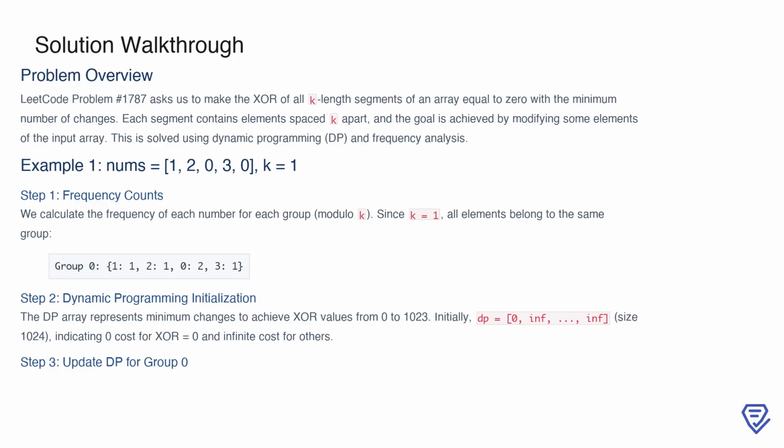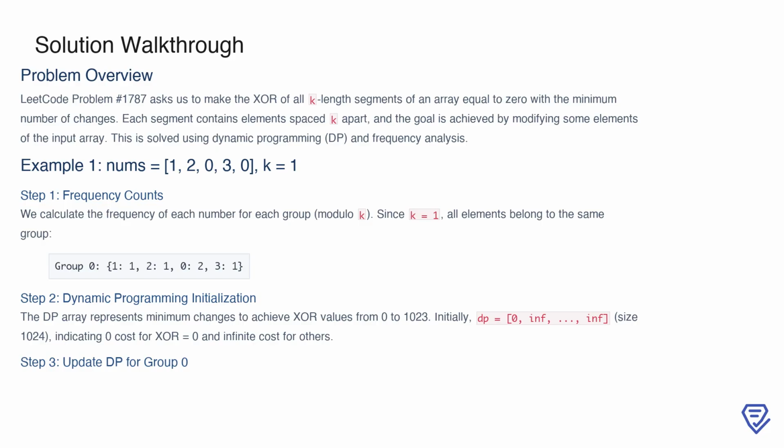In this problem, we need to make the XOR of all k-length segments of an array equal to 0 while minimizing the number of changes to the array. The segments are formed by grouping elements spaced k apart. To solve this, we use dynamic programming combined with frequency analysis.